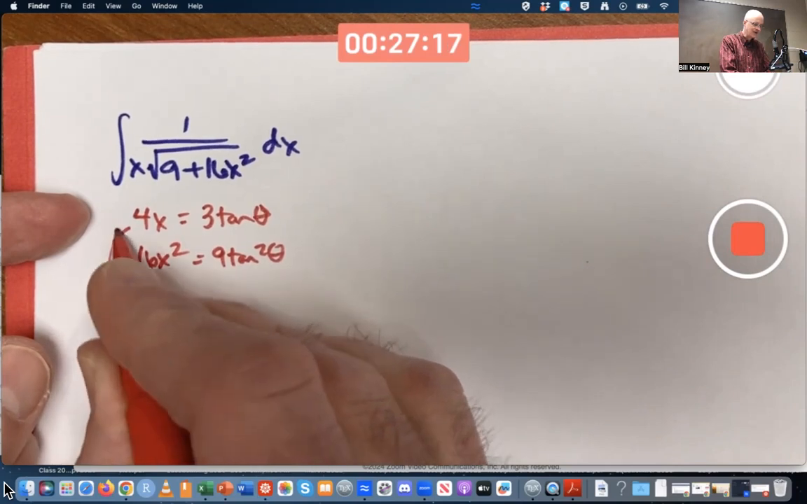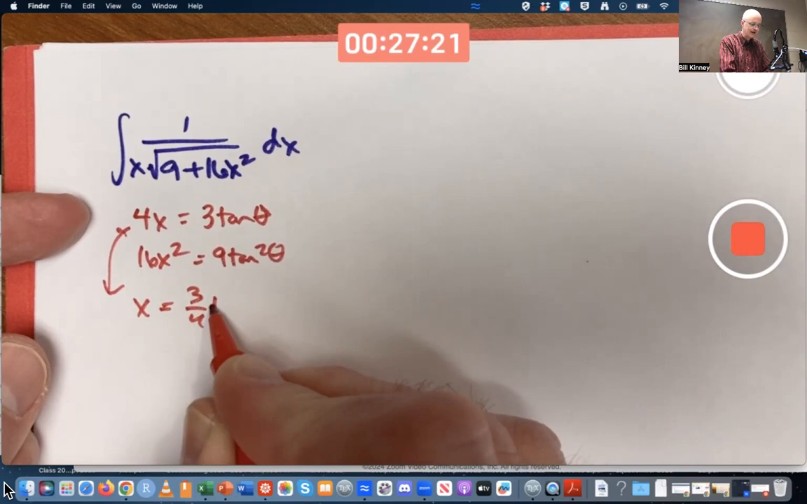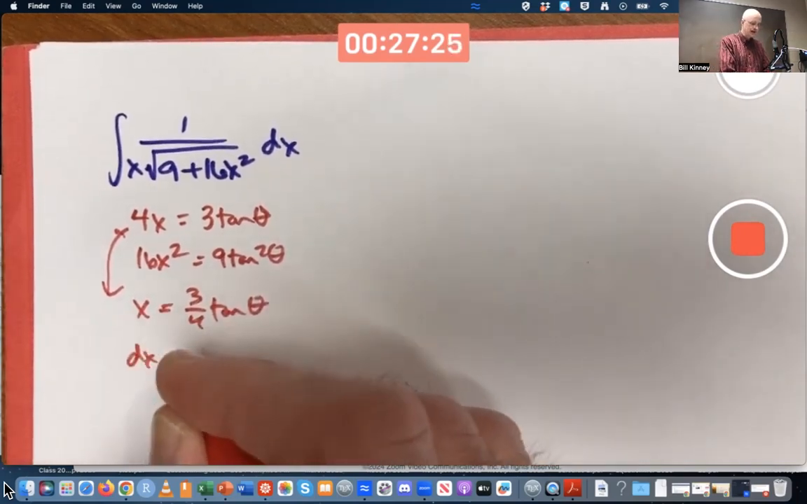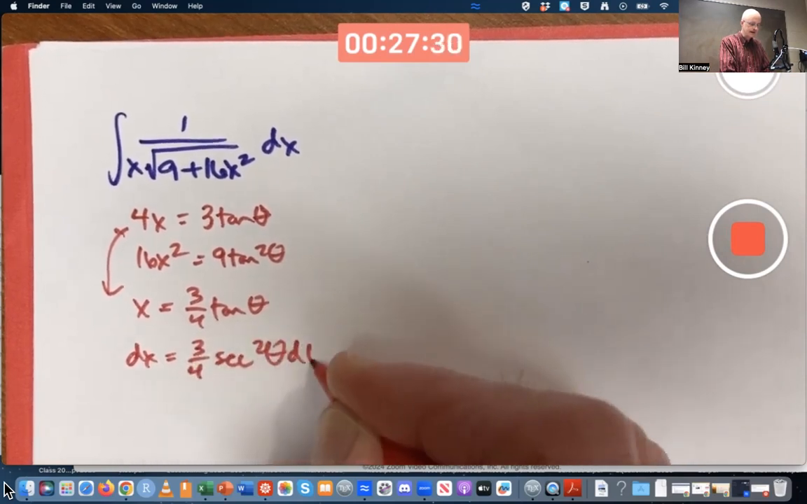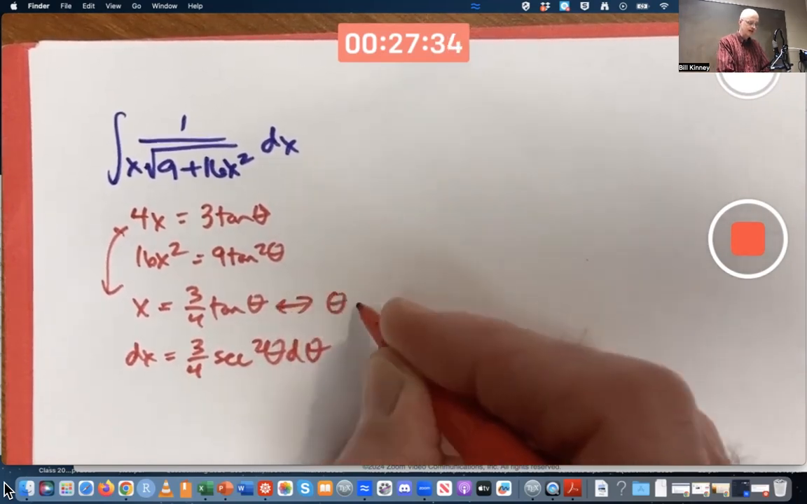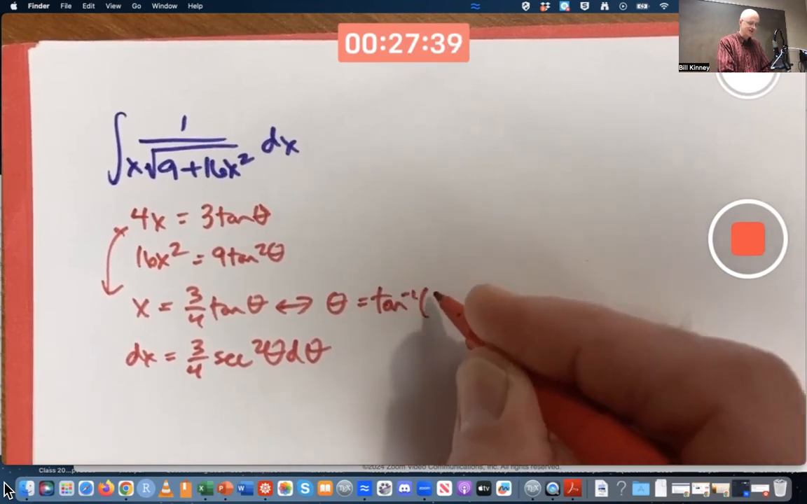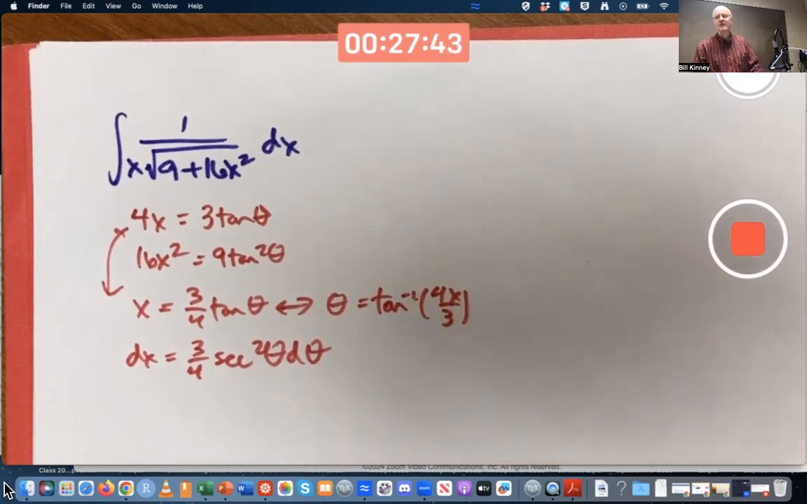Alternatively, it's more natural sometimes to solve this for x and think of x as being 3/4 tan theta. Don't forget dx. Dx is going to be 3/4 secant squared theta d theta. We will also need to solve for theta. Theta is going to be inverse tangent of 4x over 3. We'll need that at the end again. All right, let's see what happens here.